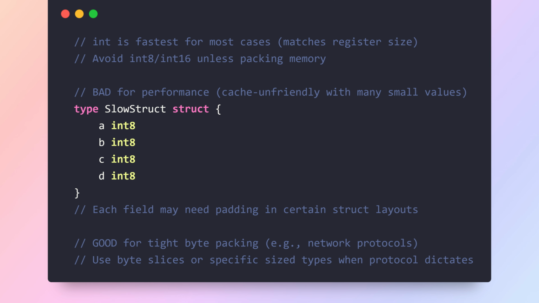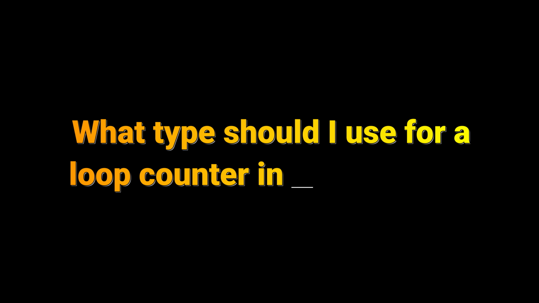Why is it usually better to use the standard int type instead of smaller types like int8 for performance in Go? You should usually use the standard int type because it matches the size of the computer's internal registers. This makes it the fastest option for most tasks. While small types like int8 might seem like they save space, they can actually slow down your program because the computer often has to add extra padding to fit them into memory correctly. Unless you are working on a specific network protocol or need to pack a huge amount of data, sticking with the regular int is the best choice for speed.